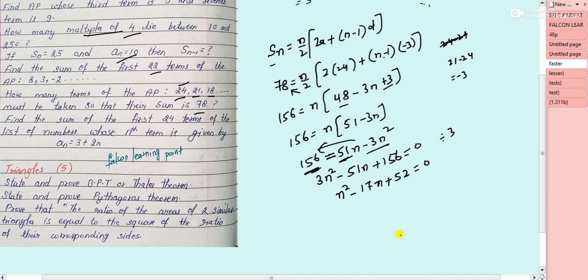Yeah. Next, now you can factorize this. So 52 we need, and here minus 17. This should be on the multiplication, on multiplying you should get 52, and this on addition or subtraction.